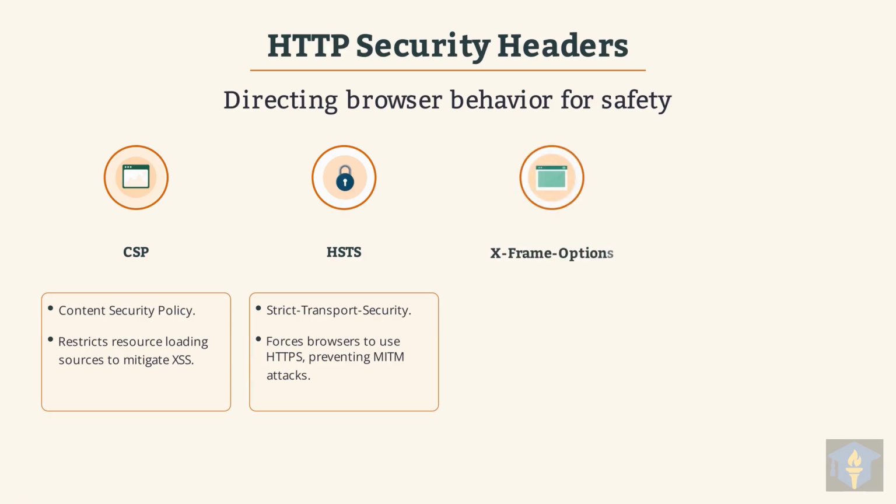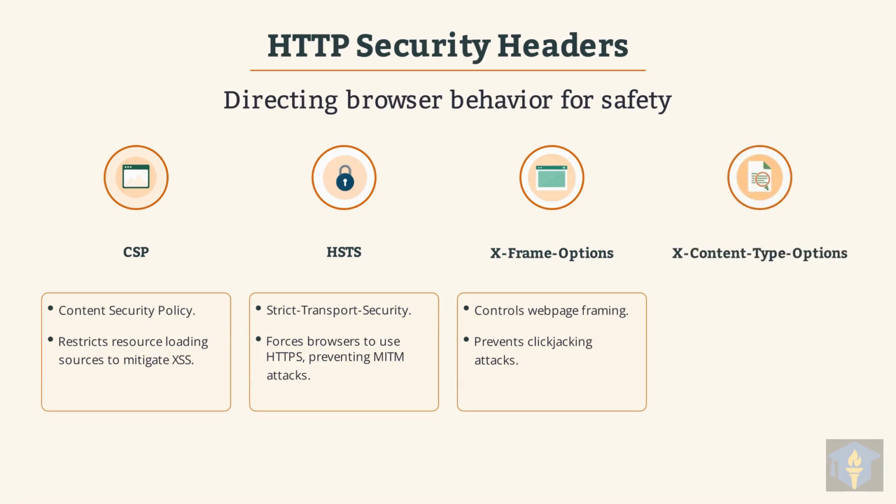Then we have X-Frame-Options, an important header for controlling how your web page can be framed. This header controls whether your web page can be displayed within a frame, iframe, or object tag. By controlling framing, it effectively prevents clickjacking attacks, where users are tricked into clicking hidden elements.